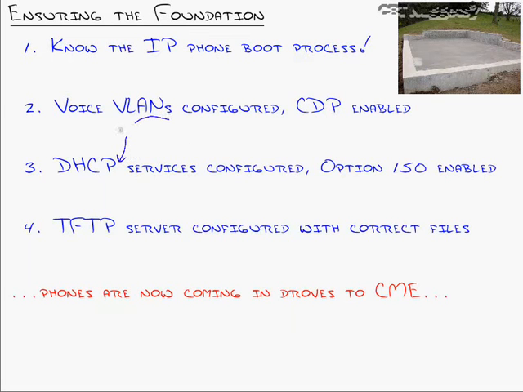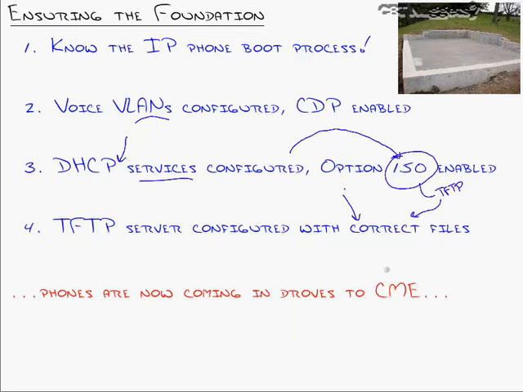So we've got to have our voice VLANs configured, got to have the DHCP server set up. That DHCP server also needs to give the phone DHCP option 150. Now this guy is the IP address of the TFTP server. So the phone now gets that and goes, okay, I'm going to the TFTP server, and that TFTP server has to be configured with the correct files.